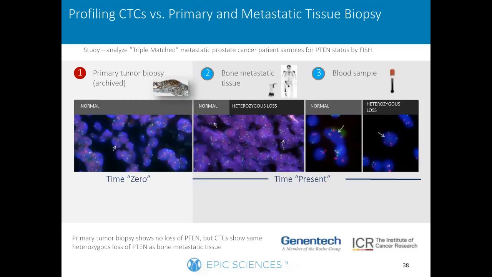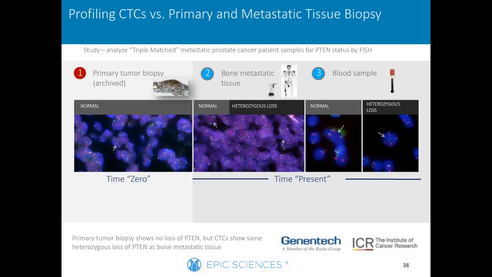Is it the CTC blood sample? Can we get a better accurate description of metastasis in the blood sample? Or would it be better to go back to a primary archived tumor sample? And so we had each of these for each one of the patients, and they were all analyzed independently. And so we looked at PTEN status, and in the CTCs, you can see that we found PTEN loss, and we also found normal PTEN cells within patients.